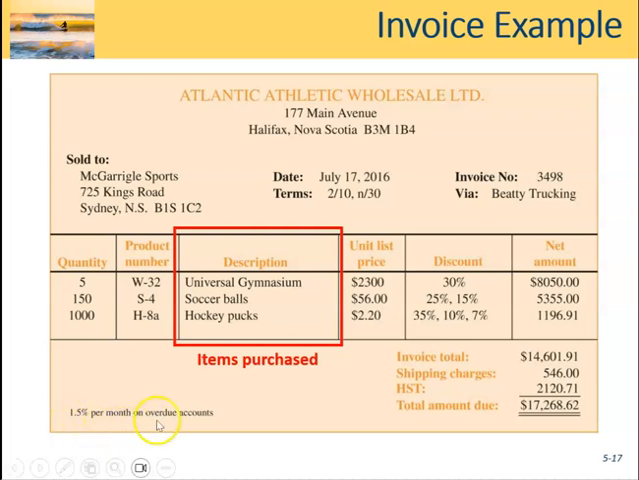And then if you look down here at the bottom, 1.5% per month on overdue accounts. So that's them adding interest of 1.5% per month on any amounts in their account that are overdue. So you can see how percentages play such a huge part in business. So let's continue.